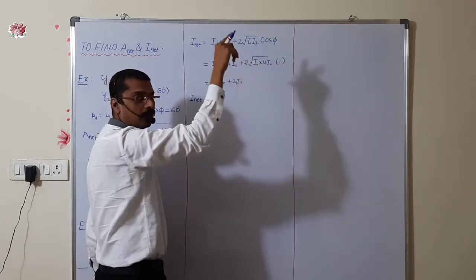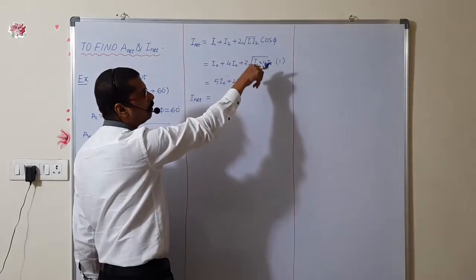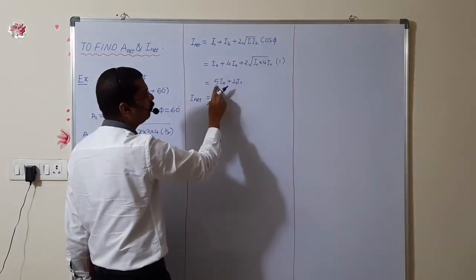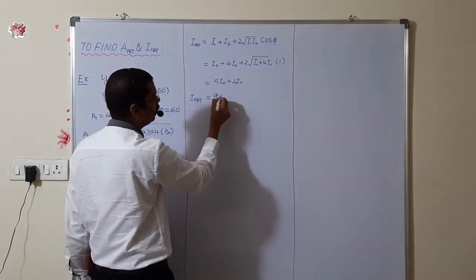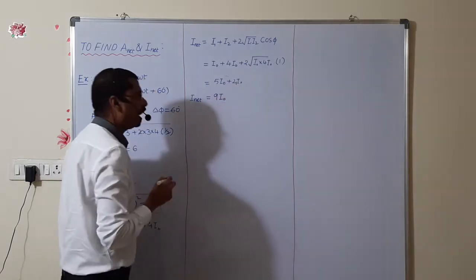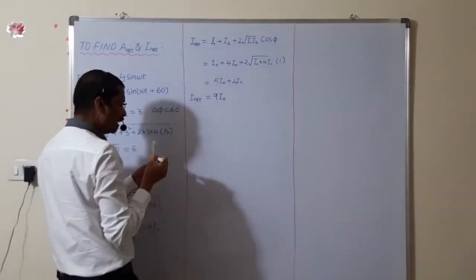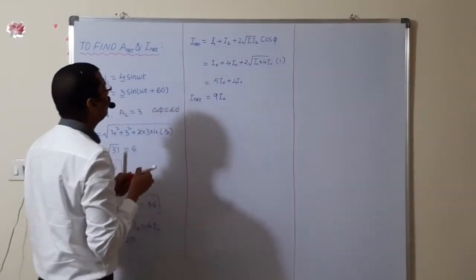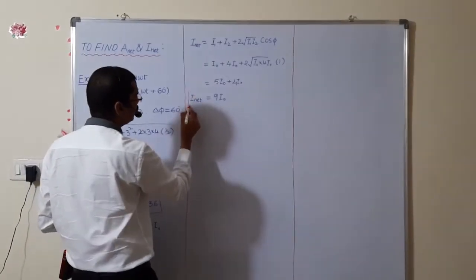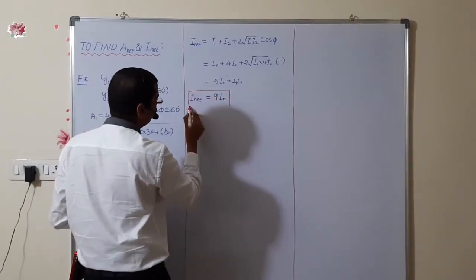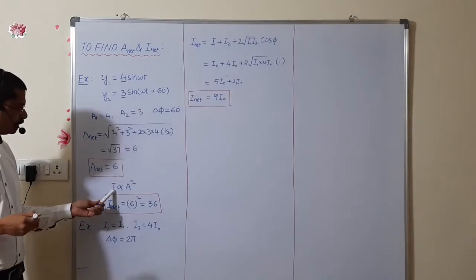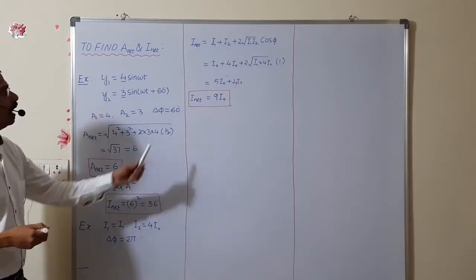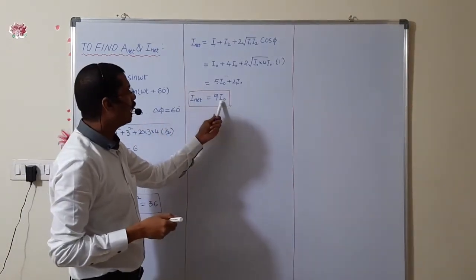Into I square root, then we will get 4 I0 plus 5 I0, which we can write as 9 I0. This is the I net value, we got it. Finally, we also need to find A net. How to find the A net? Same condition: I net is equal to square of the A, means here I value is there.